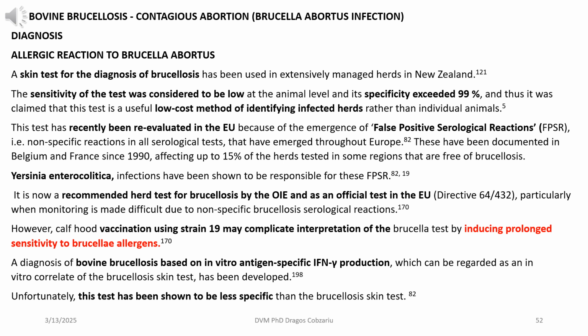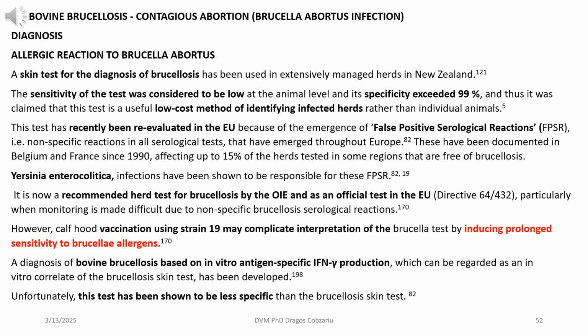This test has recently been re-evaluated in the EU because of the emergence of false positive serological reactions, FPSR, i.e., nonspecific reactions in all serological tests, that have emerged throughout Europe. These have been documented in Belgium and France since 1990, affecting up to 15% of the herds tested in some regions that are free of brucellosis. Yersinia enterocolitica infections have been shown to be responsible for these FPSR. It is now a recommended herd test for brucellosis by the WOAH and as an official test in the EU, Directive 64/432, particularly when monitoring is made difficult due to nonspecific brucellosis serological reactions.